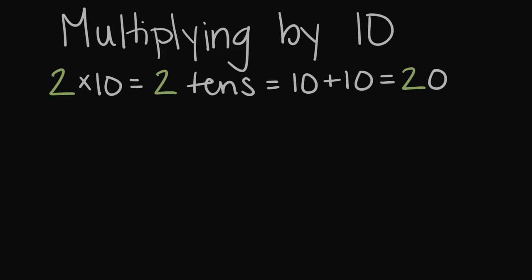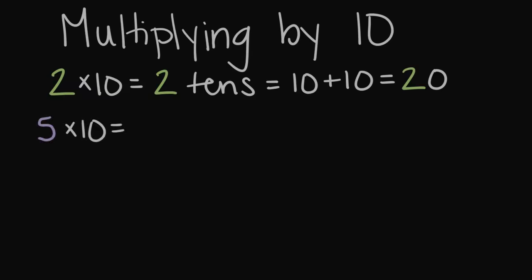And again, maybe we didn't need this middle part. Maybe we already knew 2 times 10 was 20. But it'll be helpful to think about what 2 times 10 means because it will help us when we get to much trickier ones. Let's try one that's maybe just a little bit trickier. Let's try 5 times 10.